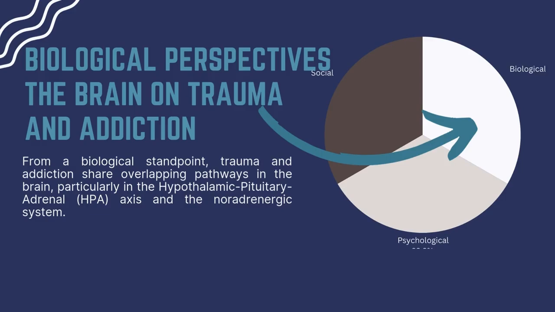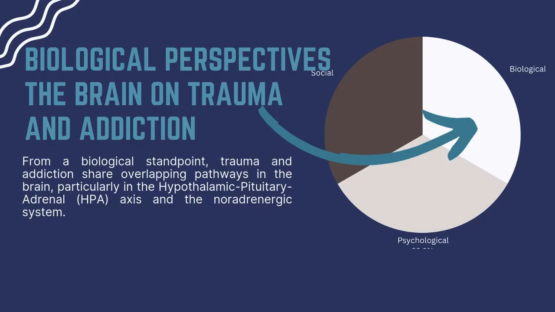So, from a biological standpoint, trauma and addiction share overlapping pathways in the brain, particularly that hypothalamic pituitary adrenal axis, or the HPA axis. The HPA axis, which regulates our body's stress response, is often dysregulated in people with PTSD and chronic trauma histories. In response to trauma, the HPA axis becomes hyperactive, leading to increased cortisol production, heightened arousal, and persistent fight or flight state. Over time, the brain becomes hypersensitive to stress, making everyday situations feel like a threat.